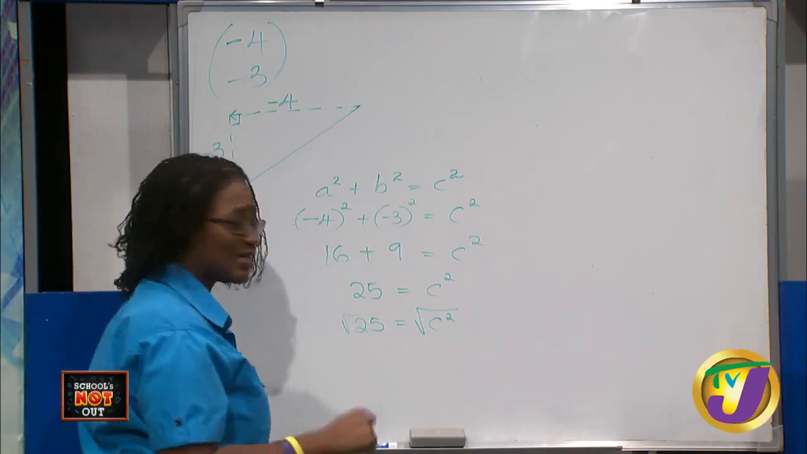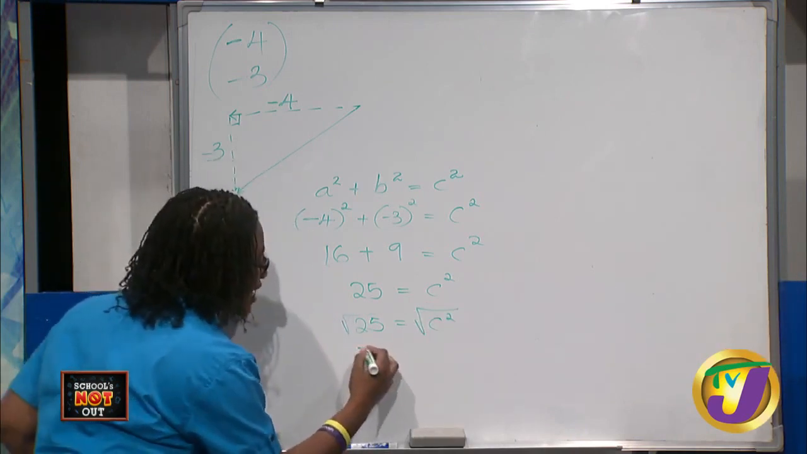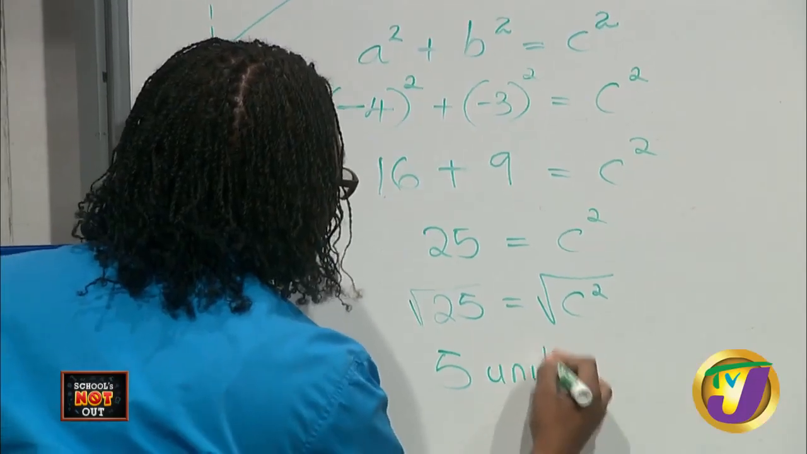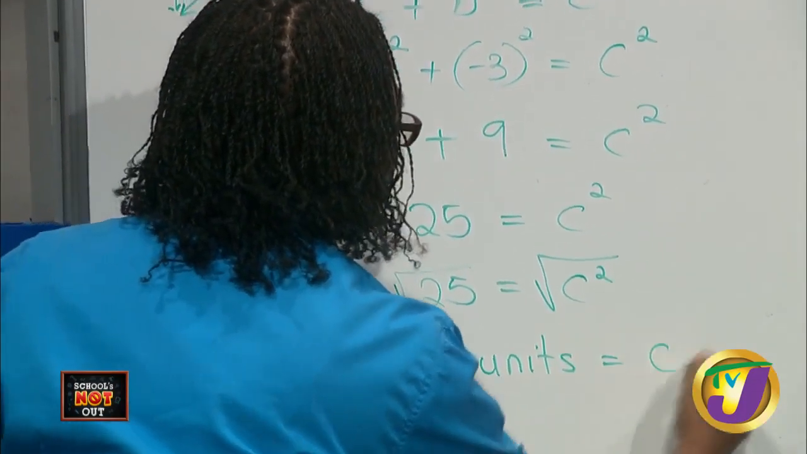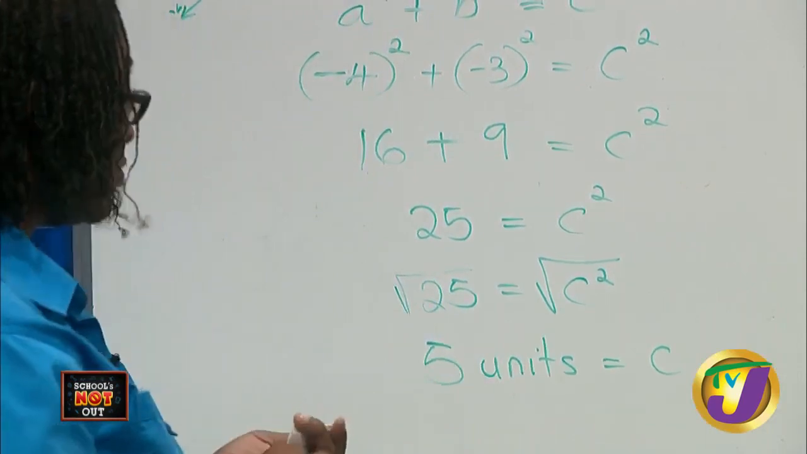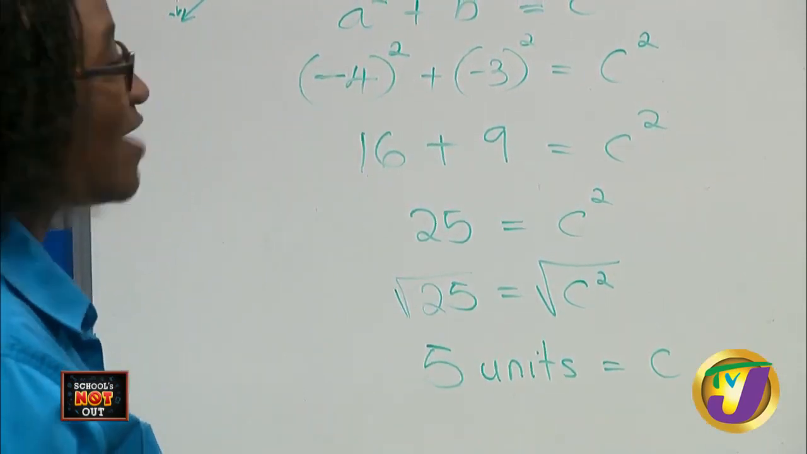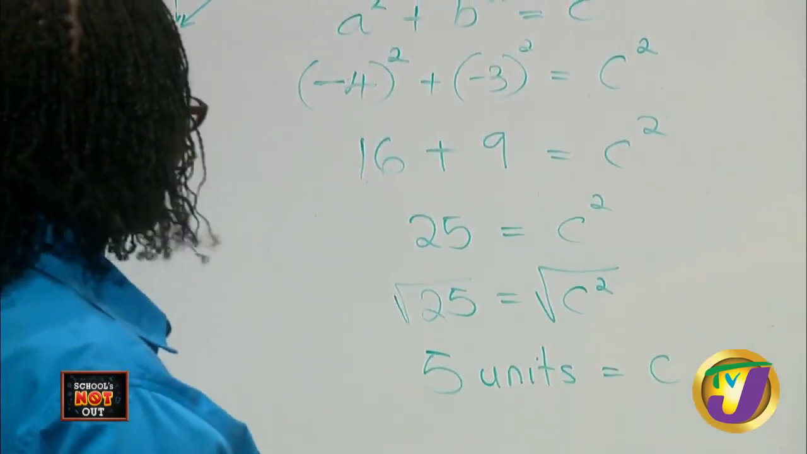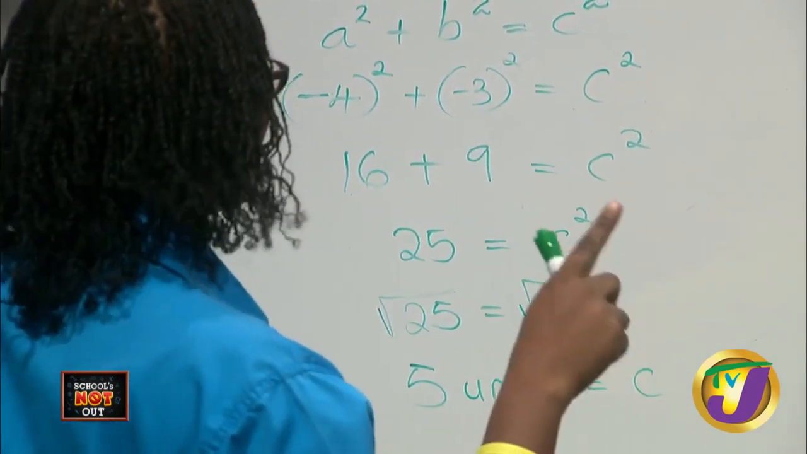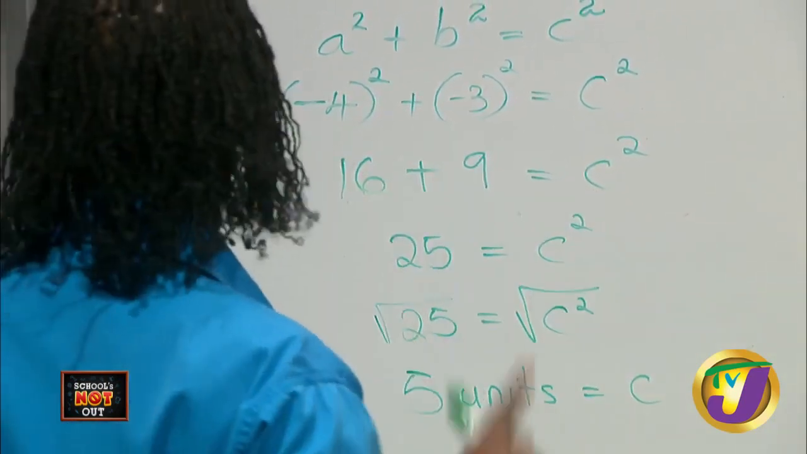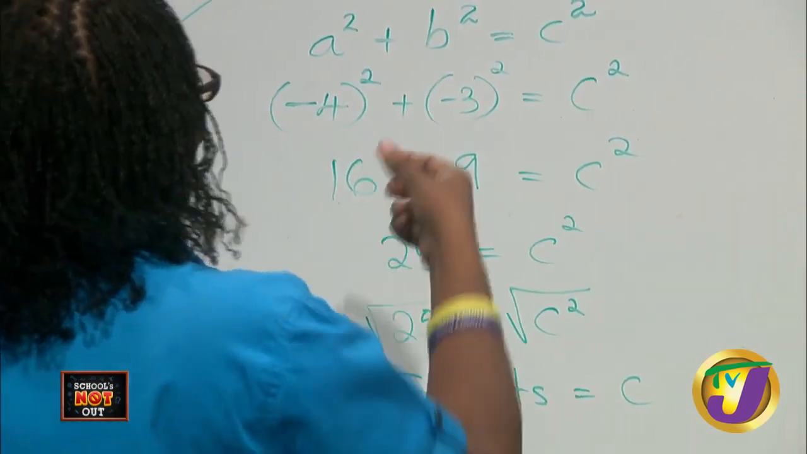I hope we're seeing this. I hope this marker is bright enough. So I'm seeing here that C, which is our vector, would be equal to 5 units. So it would have a length of 5 units.